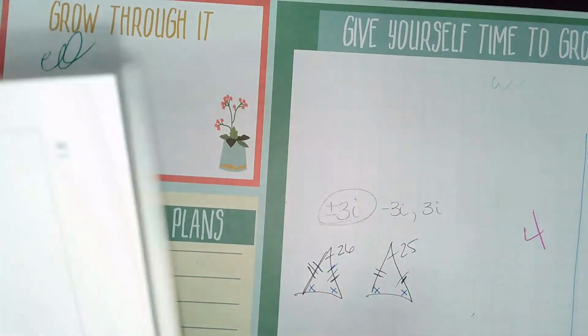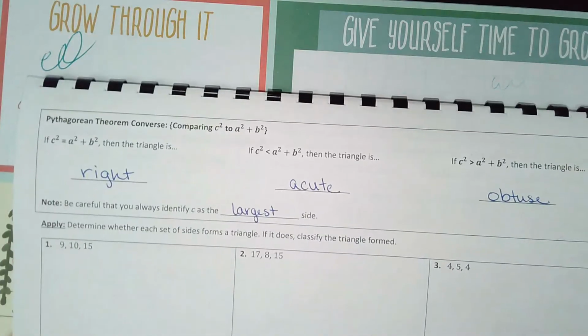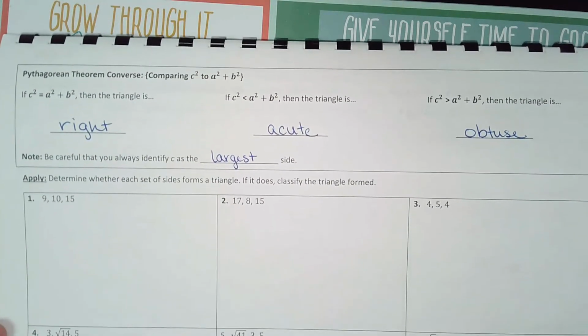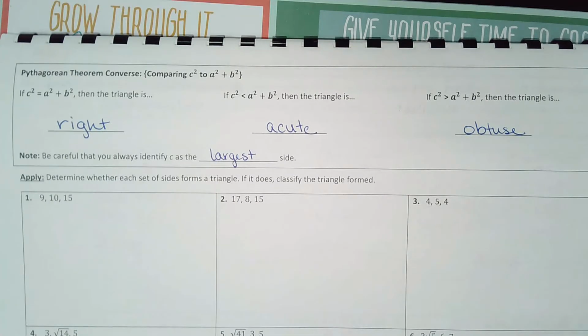So at the top, you have the Pythagorean theorem converse. And what we do is we compare the c squared, or the hypotenuse squared, to the sum of the legs squared, which is the a squared plus b squared. If they are equal to each other, then the triangle is right. If the sum of the 2 legs squared is greater than the hypotenuse squared, you have an acute triangle. And if the hypotenuse squared is greater than the sum of the 2 legs squared, then the triangle is obtuse. But before you can do anything, you got to determine if it's a triangle first. Then you get to do this, okay?